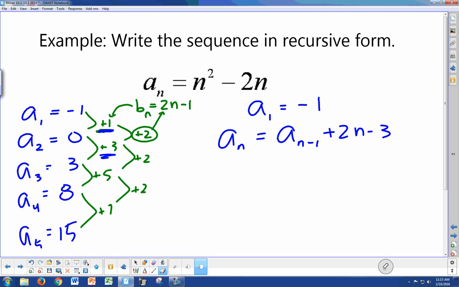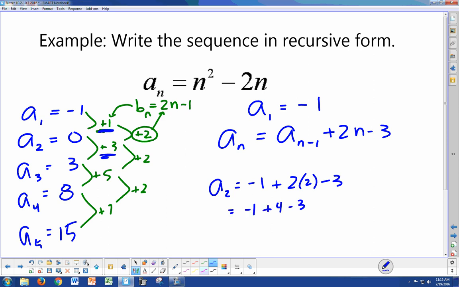So we've got a nice little sequence, and if we went to a sub 2, that would be a sub 1, which is a sub n minus 1 here, negative 1 plus 2 times 2 minus 3, and then negative 1 plus 4 minus 3, obviously then we're going to get 0. And we could continue on down. Let me just do the next one on the side here. A sub 3 is equal to a sub 2, which is 0, plus 2 times 3 minus 3, or 3. And that does match up with the a sub 3 that we have on the other side.